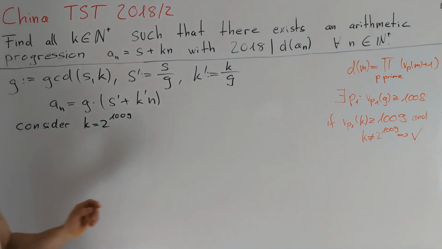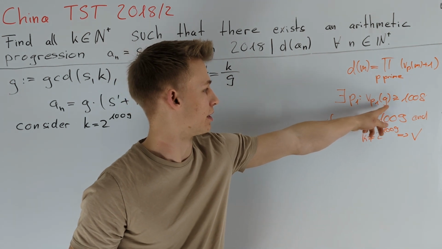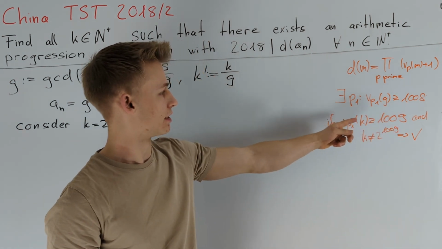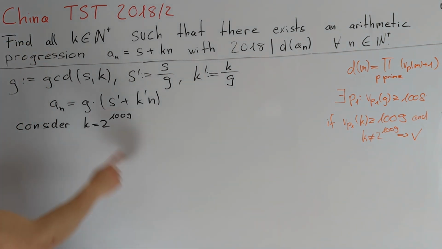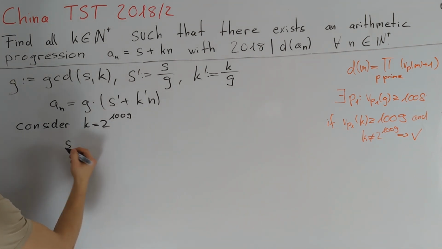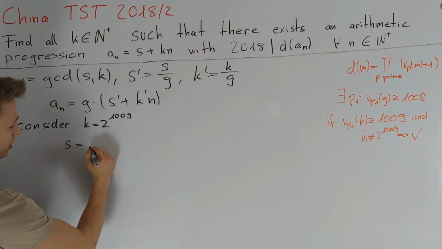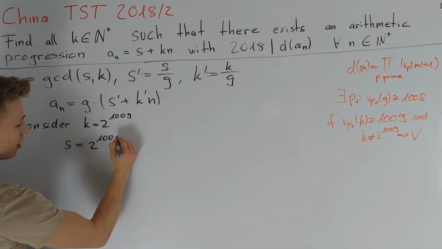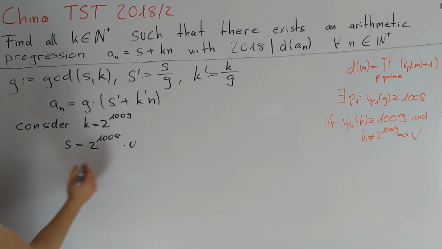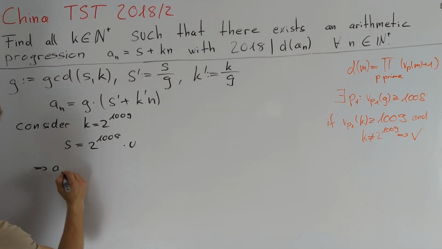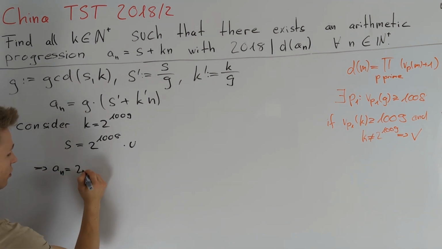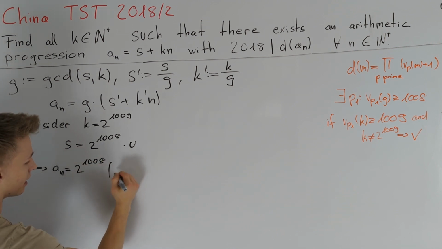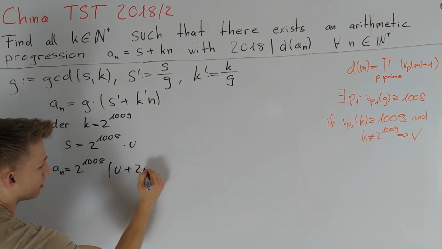And here we remember that we wanted ν_p1(g) to be greater than or equal to 1008 for some prime number p1. And since 2 is the only prime number dividing k, this prime number p1 must be equal to 2. And therefore we know that also s must be divisible by 2 at least 1008 times. So we can write s to be equal to 2 to the power of 1008 times u. This gives us that a_n is equal to 2 to the power of 1008 times u plus 2 times n.